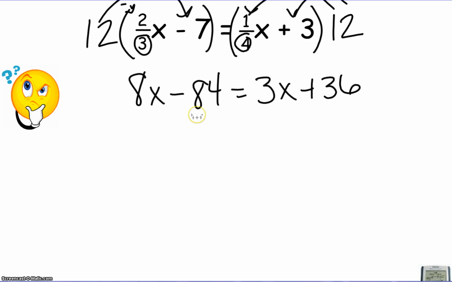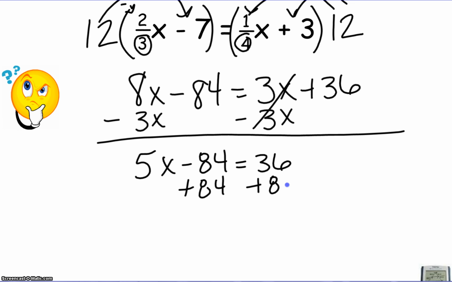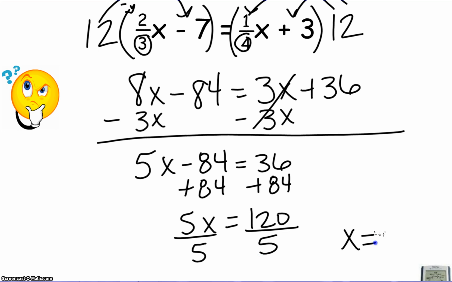So, which x am I going to move? The 3 or the 8? You're going to want to move the 3. So minus 3x, minus 3x. Those cancel. You're left with 5x minus 84 equals 36. So then you're going to add 84 to both sides. And you're going to get 5x equals 120. Divide by 5. Divide by 5. X is equal to 24.